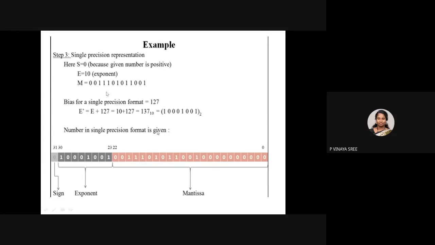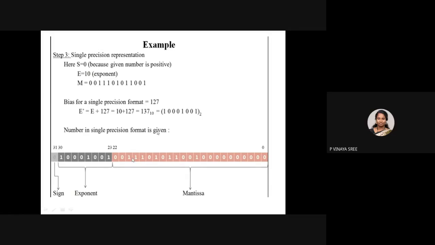So see here, 0011 0001 0001, and the remaining left-out positions, as they are fractional parts, you have to fill with zeros. That is the concept we call padding. We are doing padding and placing zeros in the remaining bits out of the 22 bits. So this is your mantissa. In your exam, the question will be asked as: given a decimal number, represent it in single precision. This is how to represent it in single precision.